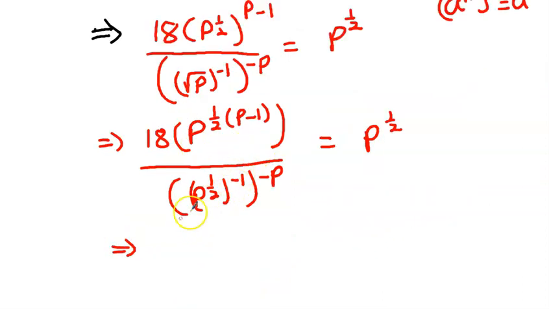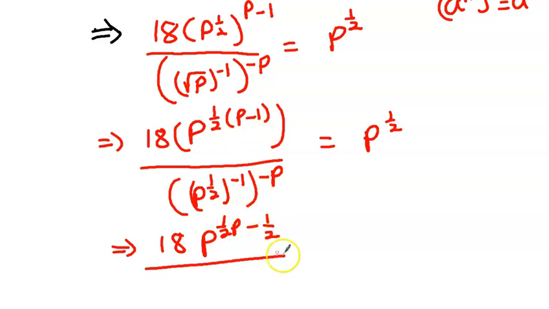So at the numerator we have 18 times p, then we open the bracket, (1/2)(p-1), which is (p-1)/2. Over minus 1 times minus p will be positive p. So we have p raised to the power half p, which is equal to p raised to the power half.